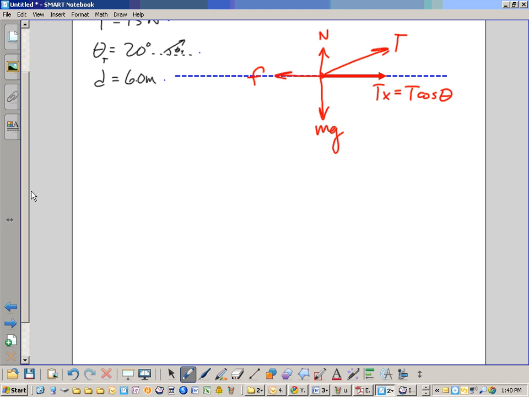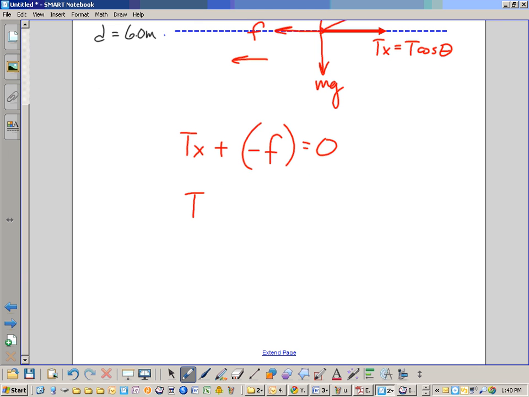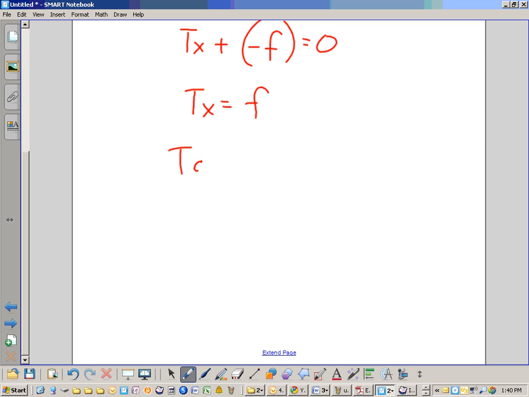So based on that, we know that Tx plus negative friction has got to be equal to 0. Why negative? Because it's a force, so it does have direction, and the negative indicates that the force is in the backwards direction, this way. So rearranging here, we just get Tx is equal to friction. Since we know that Tx is T cosine theta, that is equal to friction. And so what we could do is say the work done by friction has got to be equal to the force of friction.